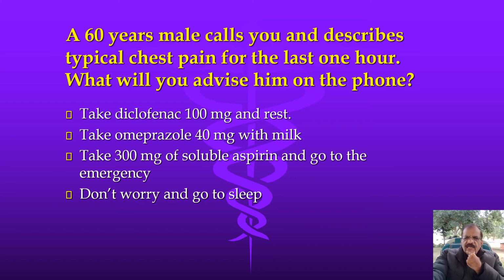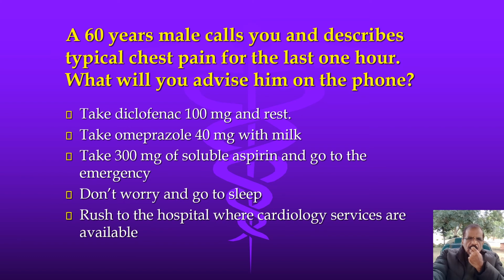Which you think is the correct response in a 60 years old person who you haven't examined, but on history on phone he gives you history which is quite suggestive of ischemic heart disease. Or rush to the hospital where cardiology services are available. That is another option. Which you think option is most doable and the best?